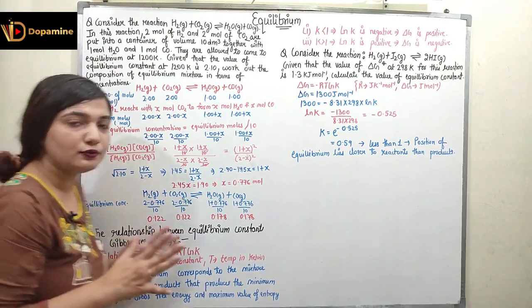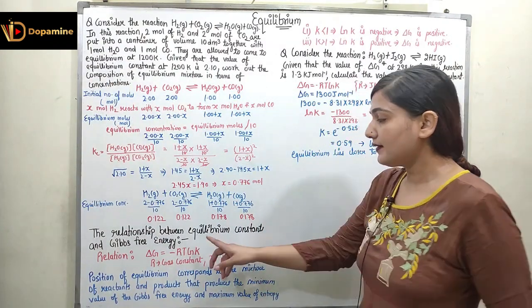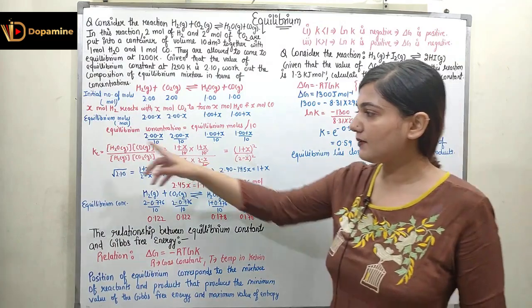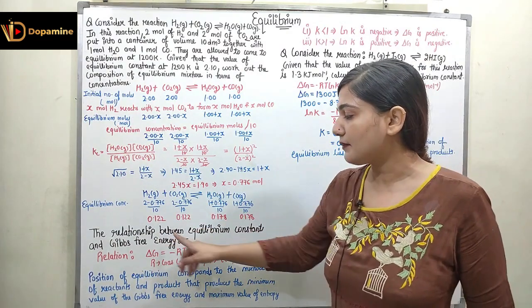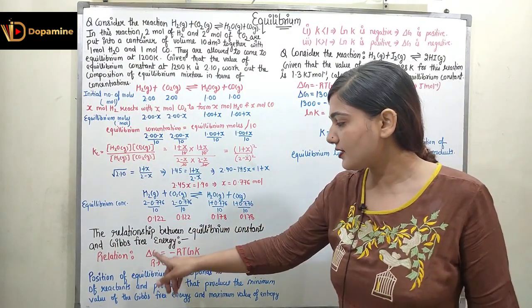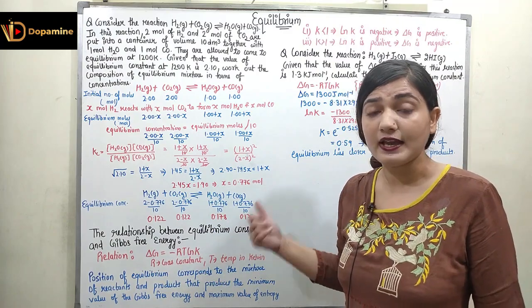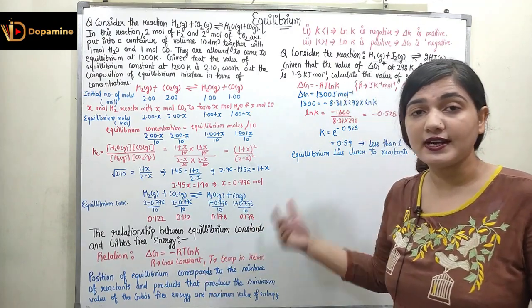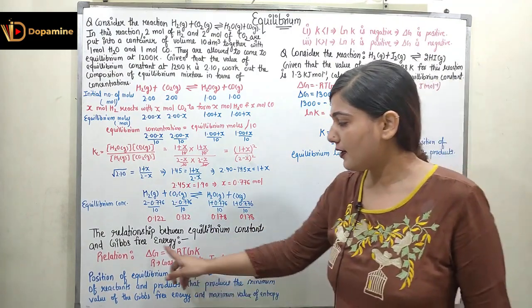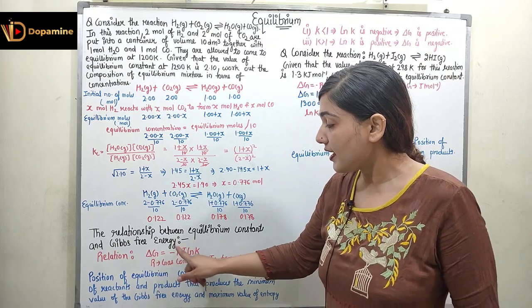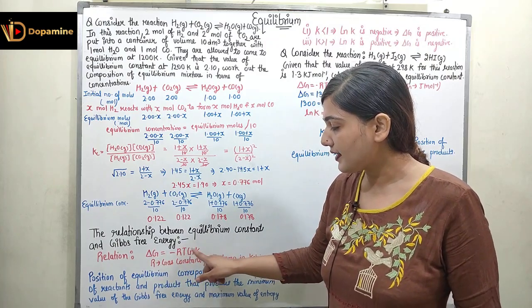So now coming to the relationship between the equilibrium constant, that is Kc, and the Gibbs free energy. So what is the relation? The relation is delta G is equal to minus RT ln K. What is R? R is the gas constant and T is the temperature in Kelvin. So now here we can see the Gibbs energy is related to the negative of RT ln K.